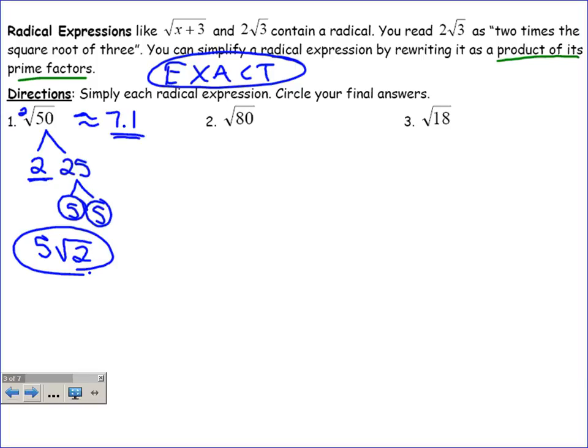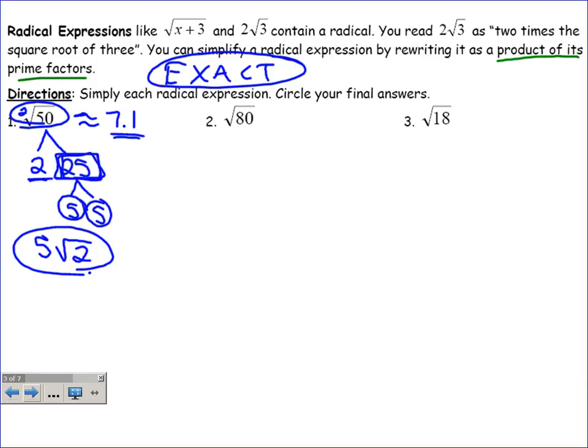That's a really good way to check. I know the square root of 50 is 7.1 approximately. I know 5 times the square root of 2 is also 7.1. That means I just did what I did correctly. Okay? So the idea is that we're breaking these up into prime factors. It works really well if you can find something in here that is a perfect square, because we know that those are going to break up nicely.